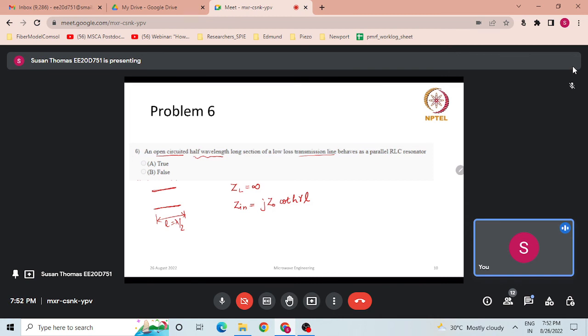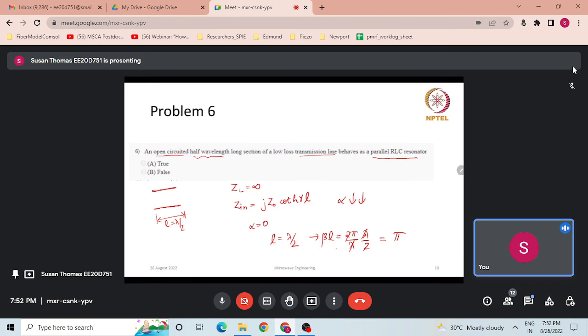if it is very low loss, then what is the condition? L is equal to lambda by 2, so beta L will be 2 pi by lambda into lambda by 2, which is pi. But now here alpha is not 0. We have a very low value of alpha. In that condition, you cannot directly take beta L, but we have to derive it. Once you derive it, you will be able to say whether this behaves as a parallel RLC or a series RLC.